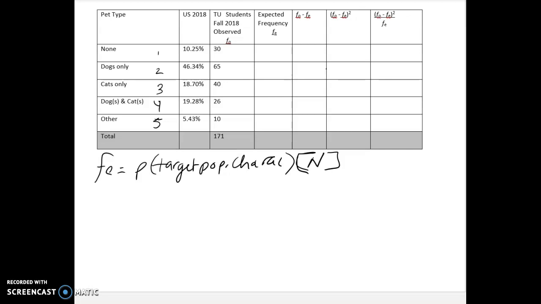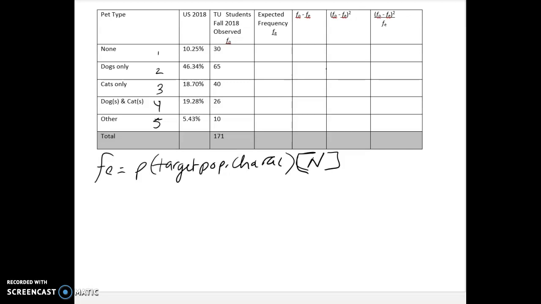And then if we look at the frequency, what we call the observed frequency of pet ownership among TU students that were sampled, 30 had no pets, 65 had dogs only, 40 had cats only, 26 had dogs and cats, and 10 had other types of pets. If you were just to eyeball it, it would look like this sort of mirrors these frequencies, but we really need to be able to compare these observed frequencies to the expected frequencies.